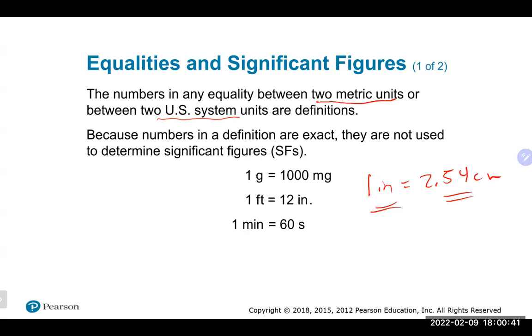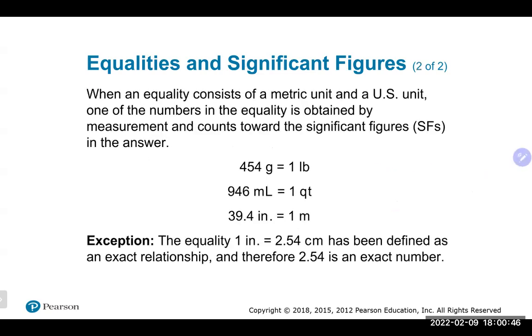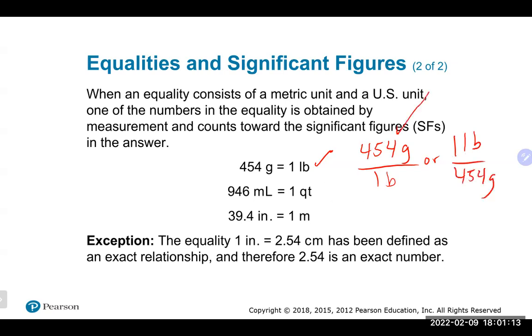The good news is that you can ignore most conversion factors in terms of significant figures, and that usually brings you back to the first rule. Now, when equalities consist of metric and English, one of the numbers of the equality is obtained by a measurement. So here's the one I was just talking about. If you use this as a conversion factor, either 454 grams over 1 pound or 1 pound over 454 grams, you should take a look at that and note that it's 3 significant figures. That might be relevant.